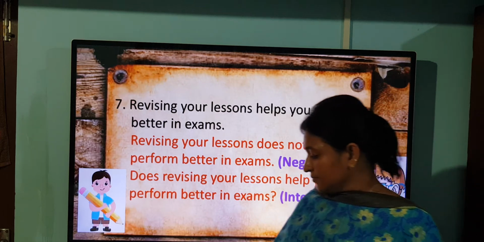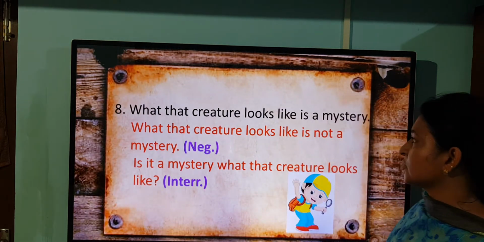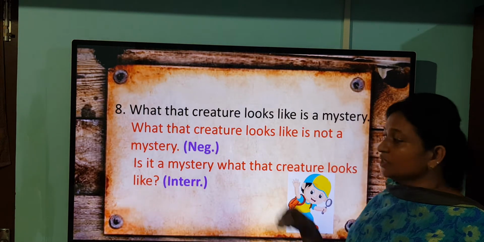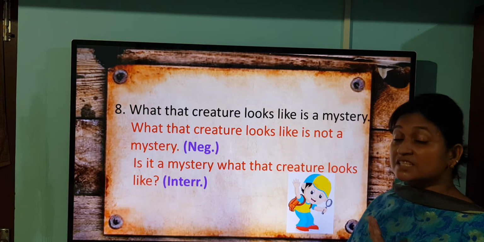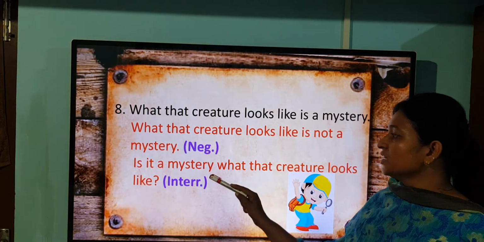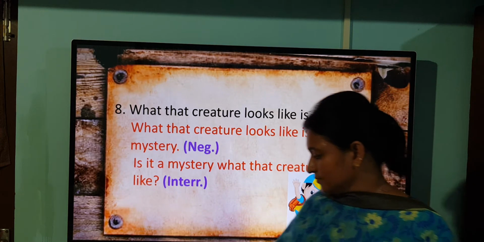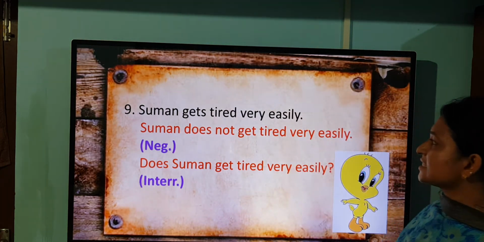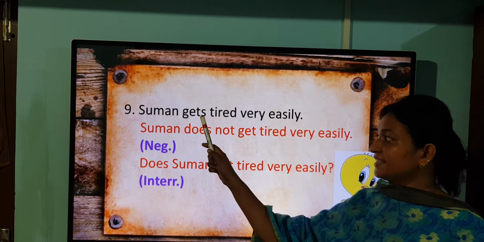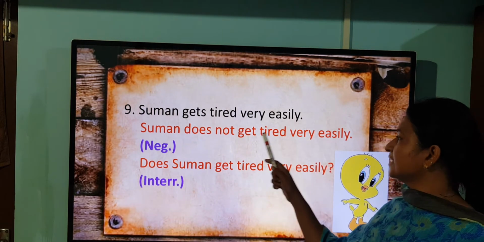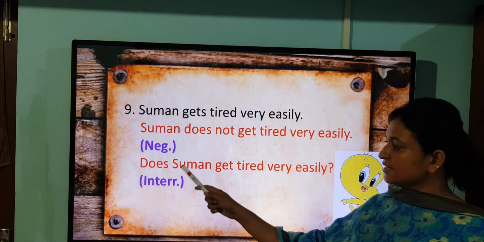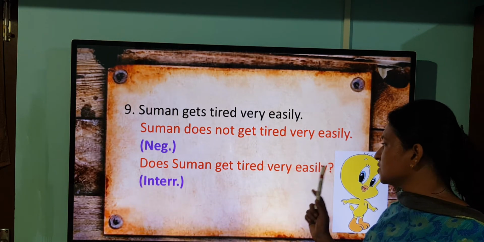That's interrogative. What that creature looks like is a mystery. What that creature looks like is not a mystery. That's negative. Is it a mystery what that creature looks like? Interrogative. Suman gets tired very easily. Gets is used. Suman does not get tired very easily. That is negative. Does Suman get tired very easily?